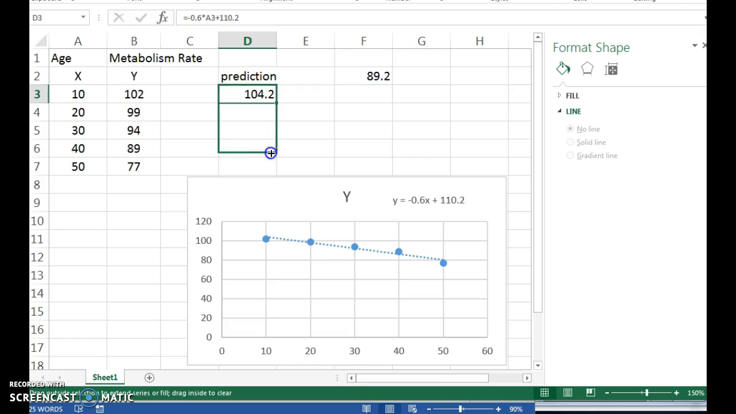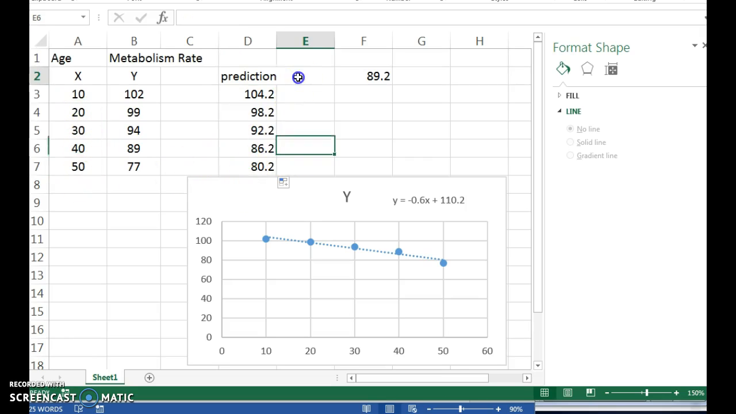Now because I used the cell reference for A3, I can just copy this down, and it will do the prediction for 20, 30, 40, and 50. So we have all our predictions. To find our residual, we're going to just see what the difference is between our recorded data and our prediction.